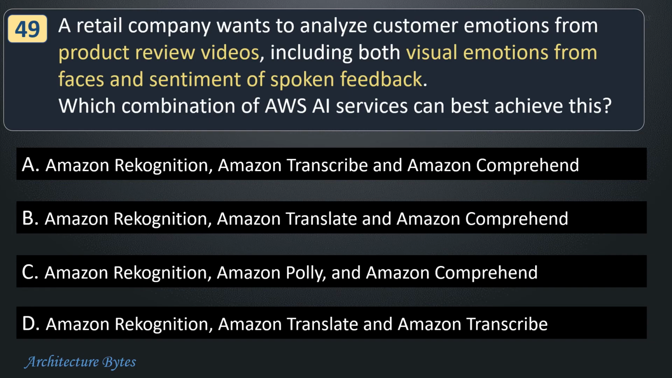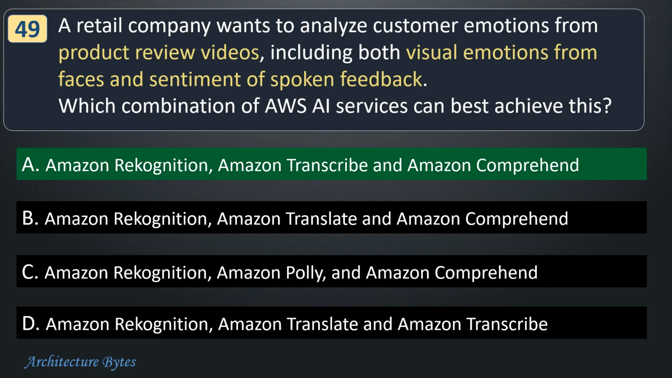and sentiment of spoken feedback. Which combination of AWS AI services can best achieve this? Our options are A. Amazon Rekognition, Transcribe and Comprehend, B. Rekognition, Translate and Comprehend, C. Rekognition, Polly and Comprehend, D. Rekognition, Translate and Transcribe.